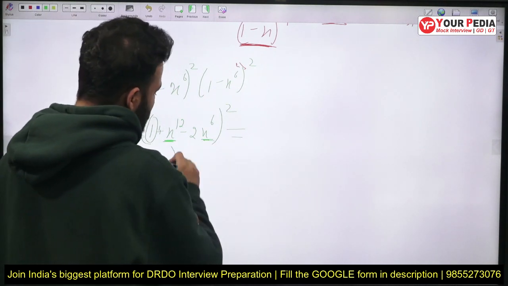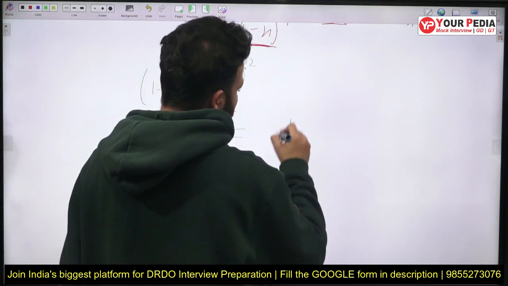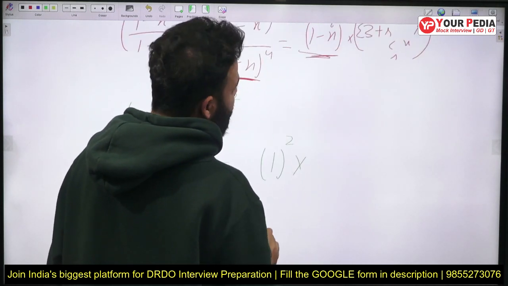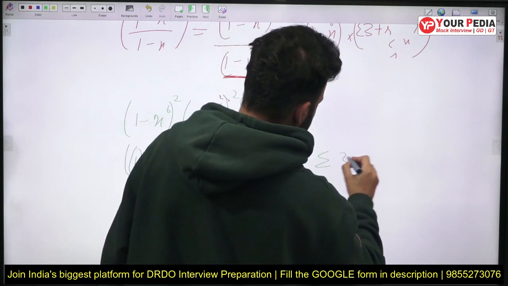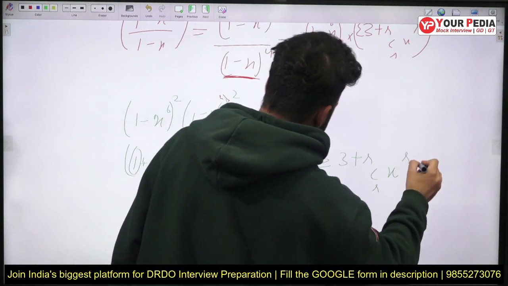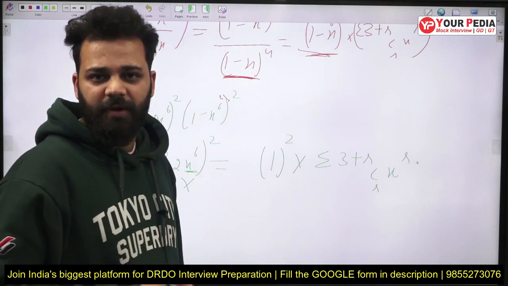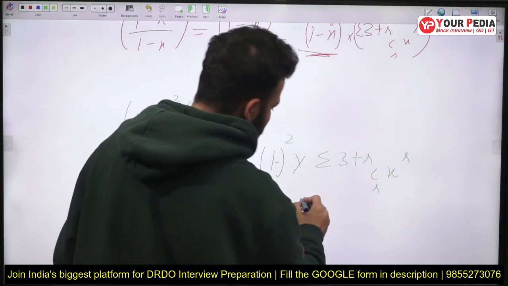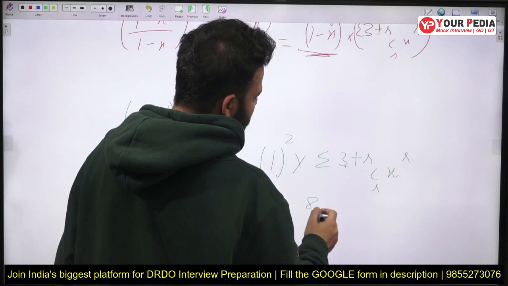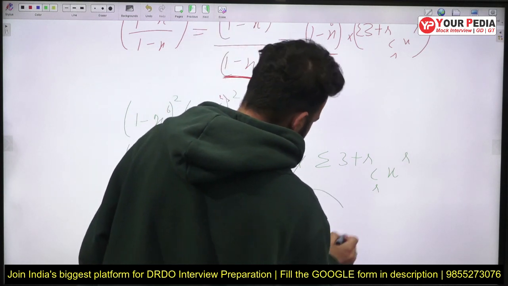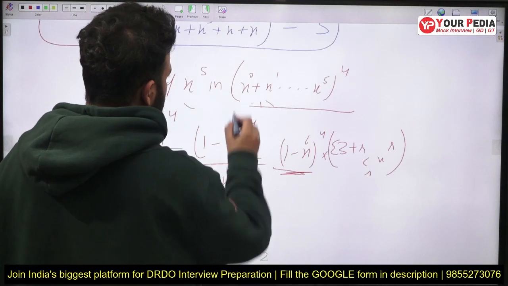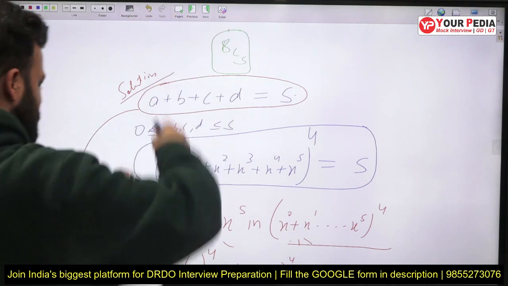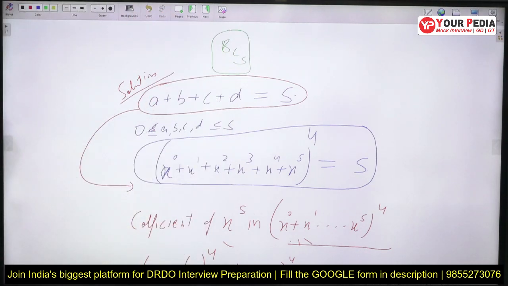So you ignore these two and you just write 1 raised to power 2, and the remaining function that we have calculated is (3 plus r)Cr x^r. So you have to find the coefficient of x raised to power 5. There is no x term here, so the value of r will be nothing but 5. So the answer you will get is (3 plus 5)C5, that is 8C5, which will be the solution to this problem. So the number of solutions for this one will be 8C5. So this is your correct answer.